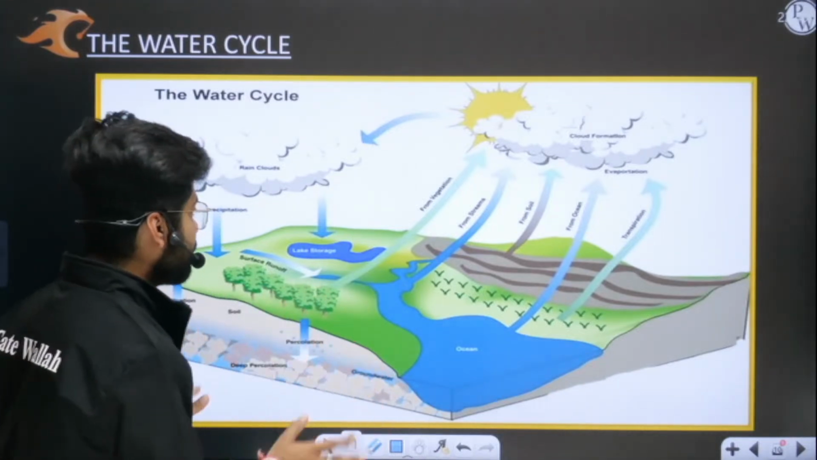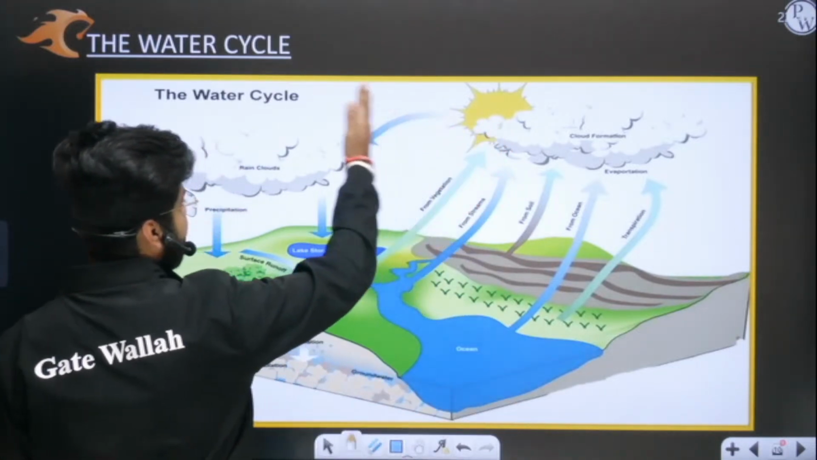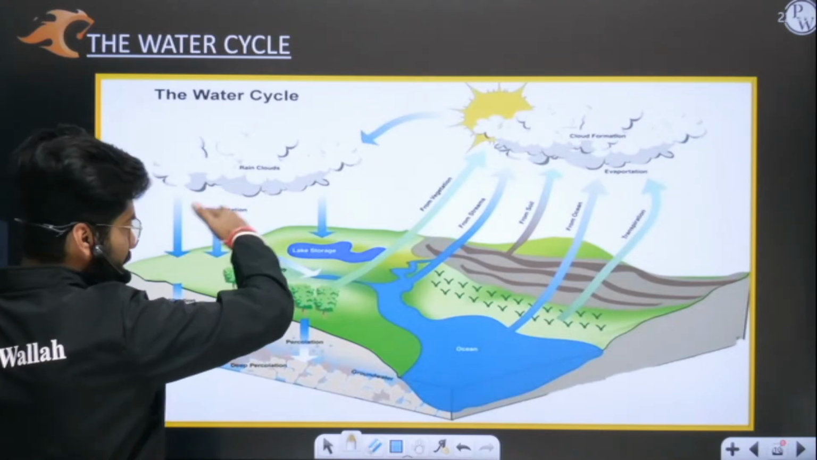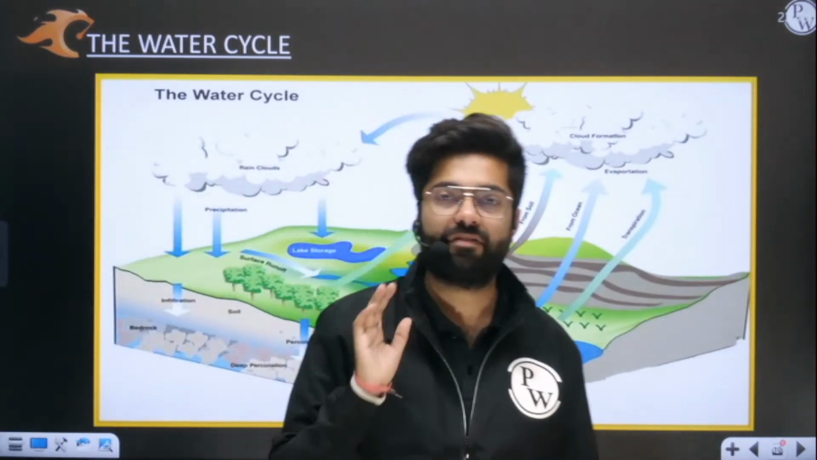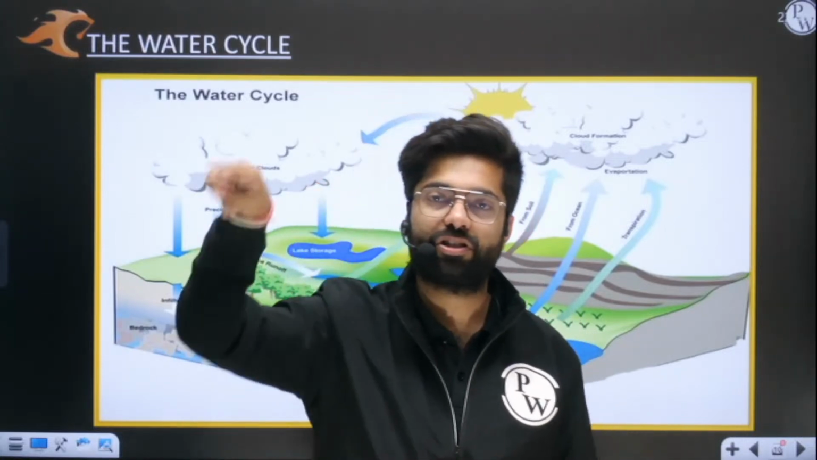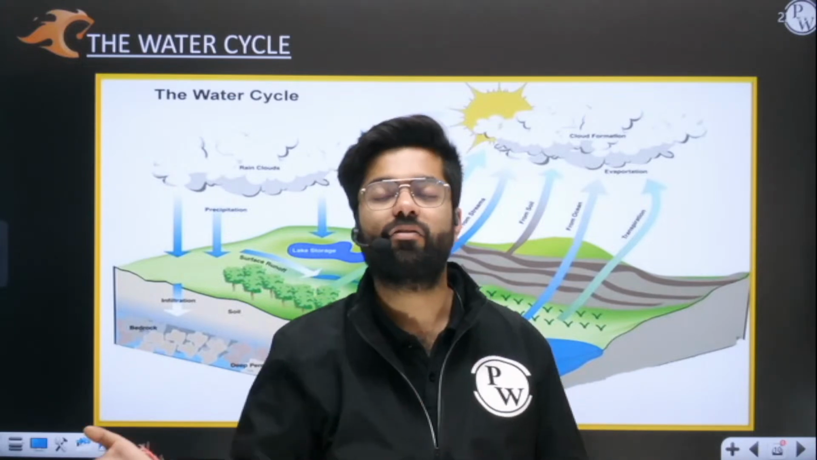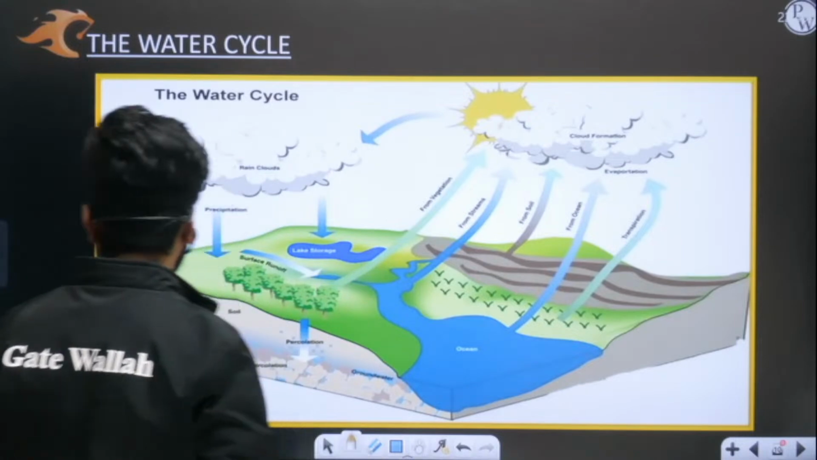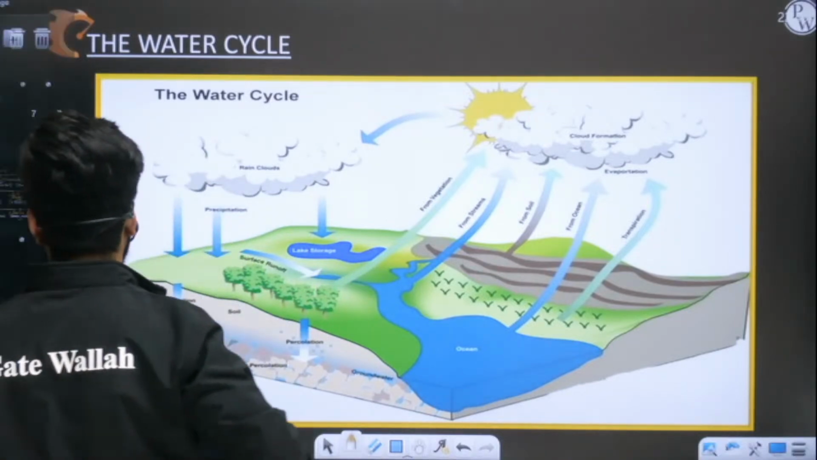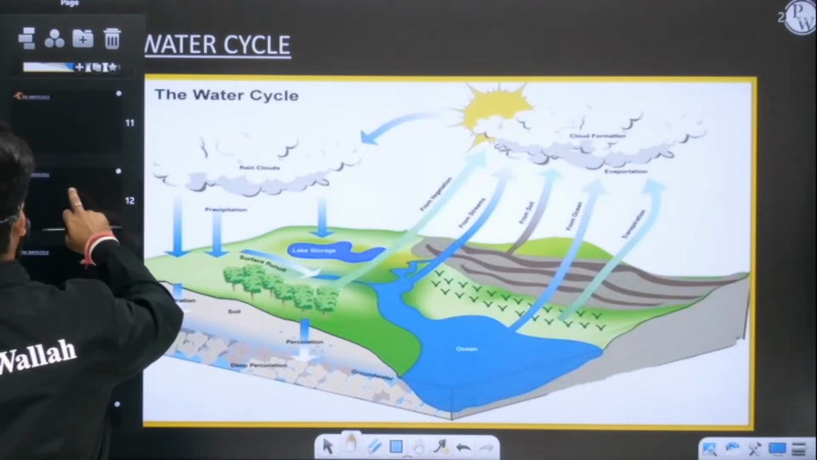So basically sir, you are saying it's a three-step process in which evaporation is there, precipitation is there, and after all the losses we have runoff. So three things: evaporation, precipitation, and after losses we have runoff. Understood? So this is the basic water cycle. We will understand it in great detail. So you need to understand this thing.